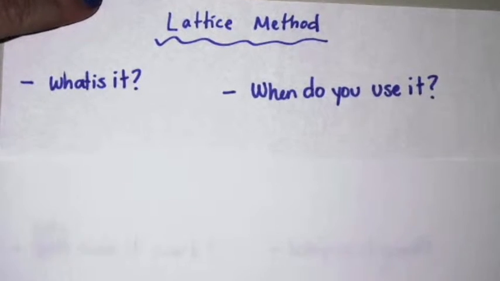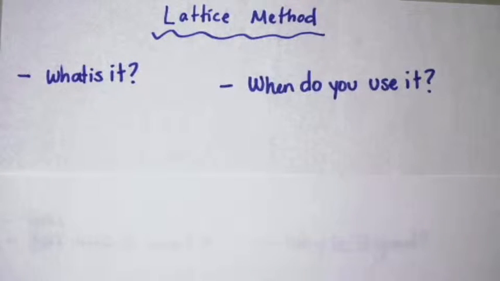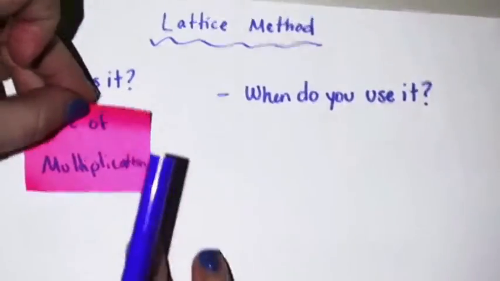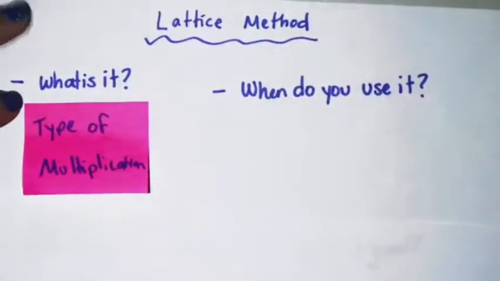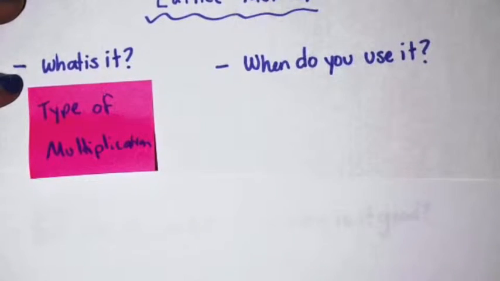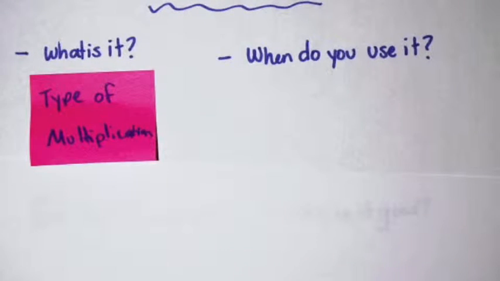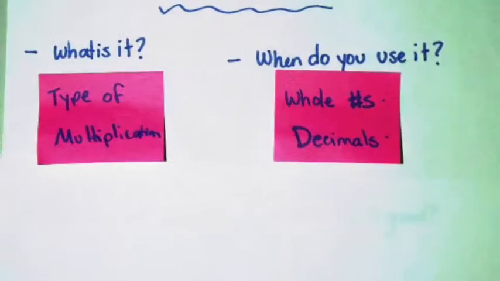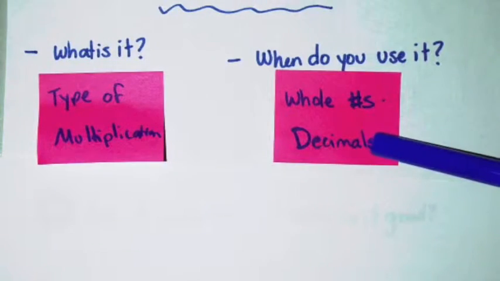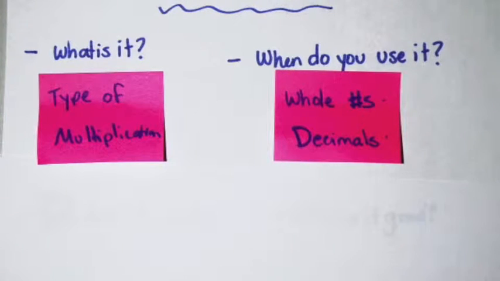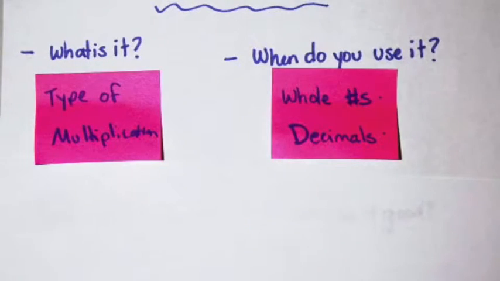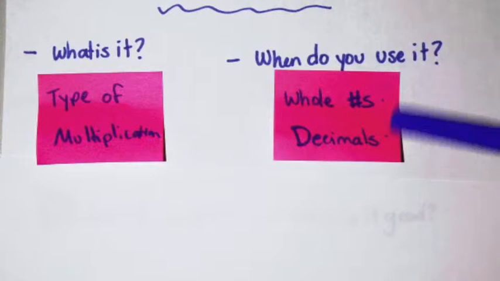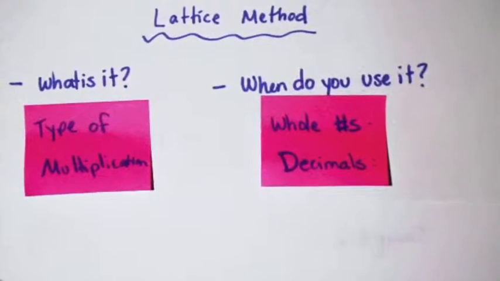So first thing we're going to talk about is the lattice method. What is the lattice method? Well, the lattice method is, I already said this, a type of multiplication. So when can you use the lattice method? Because just like everything else, there are some times when it's good to use it and sometimes when it's not good to use it. You want to use the lattice method when you have whole numbers or decimal numbers. Nothing with a variable or anything like that. Right now we're just going to use it with whole numbers and decimal numbers. That's what it's best for.